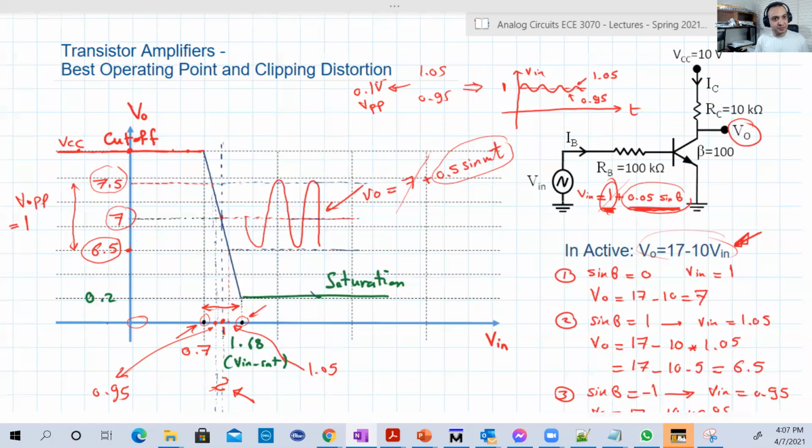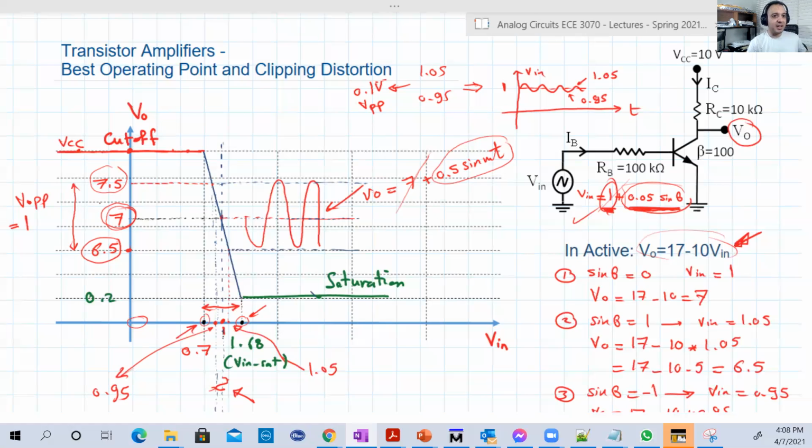Now another question. What is the best operating point? Operating point means basically the biasing point. If we don't have AC in the input, I mean, let's assume that 0.05 sine omega t is not there, basically the input at the time will be just equal to 1, right? So what is the corresponding output? The corresponding output will be 7. So the input is 1 and the output is 7, which is basically our operating point. We can say it's our reference. The reference for the input is 1, the reference for the output is 7.